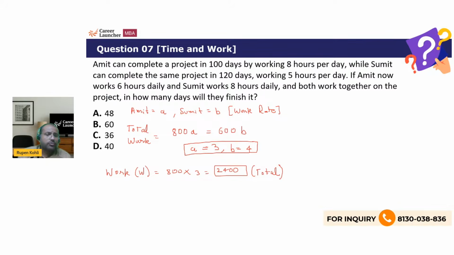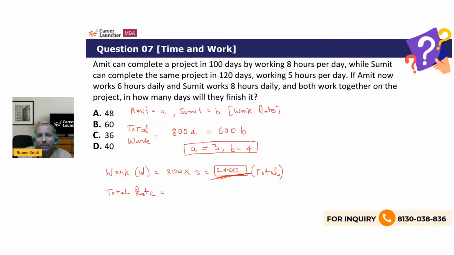Now we can come to the question. From the given information, we have established the work rate, taken it as a suitable value, and then gone on to define the total work, isn't it? Hence, we can now say that Amit works 6 hours and Sumit works 8 hours. For the total work we have defined, 2400, we can now define the new total rate at which the work is being done per day.